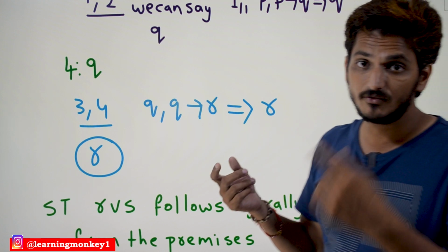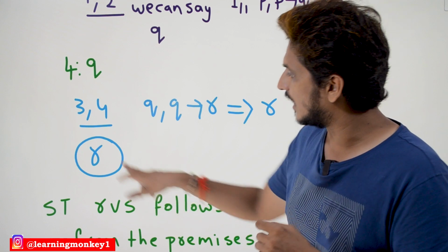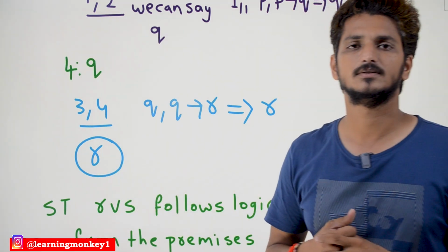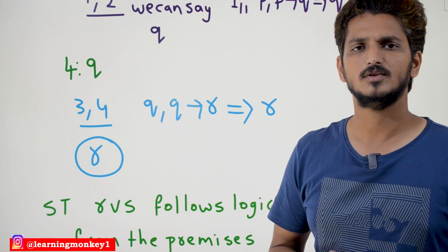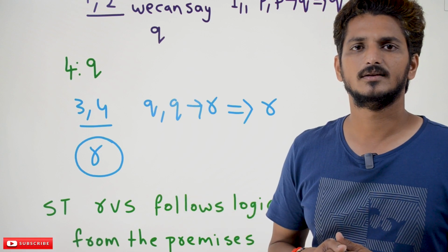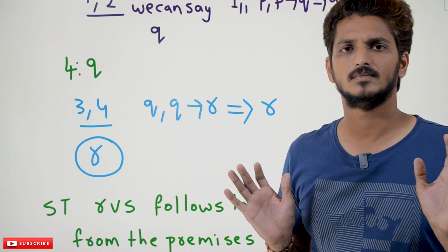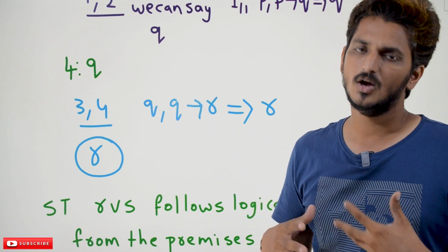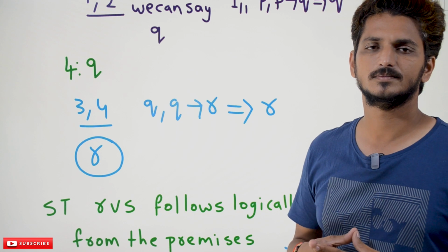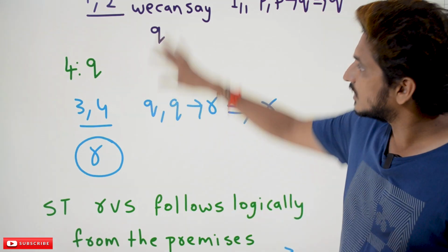So from the given premises, we concluded that R is a valid premise, a valid inference. You can call it any way. For better understanding, R is a valid proposition. That is an easy way to understand because we know what proposition means. So this is one of the examples.